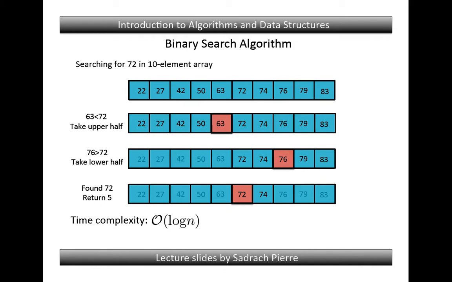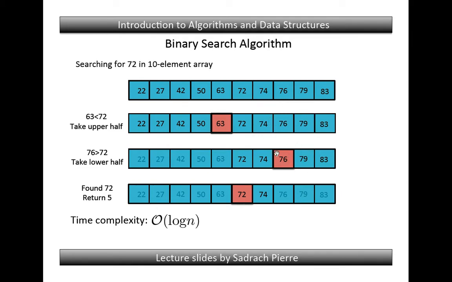If we have a 10 element array and we want to find the value, say 72, the way binary search works is we start by calculating the middle index of the array. The value at the middle index in this case is 63. Subsequently in the algorithm we compare the value at the middle index to the value we're looking for. We compare 63 to 72 and we see that 63 is less than 72. We continue our search by taking the upper half of the array and continuing our binary search in this fashion.